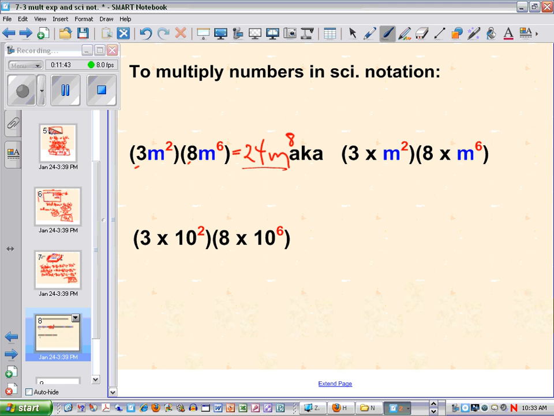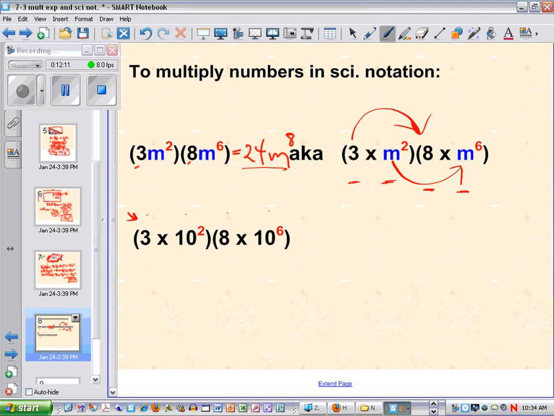So this is also known as 3 times m squared times 8 times m to the 6th. Okay, so remember, you could group them however you'd like. The way we did it was our numbers and then our variables. But remember, you really just have 4 chunks multiplied. Order is up to you. So let's look at the next one. We've got 3 times 10 squared times 8 times 10 to the 6th. Really just 4 chunks multiplied.